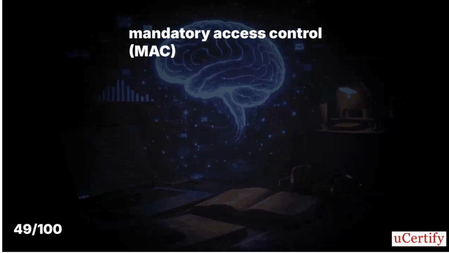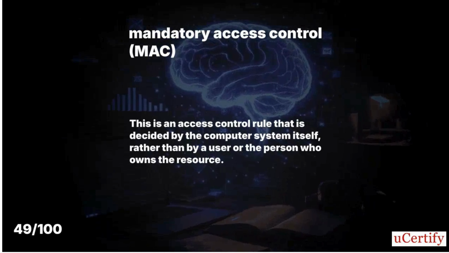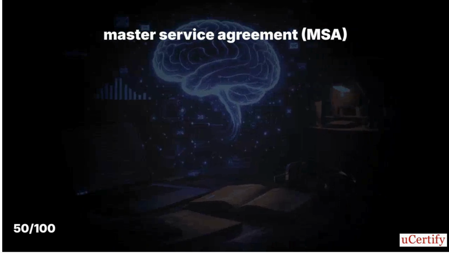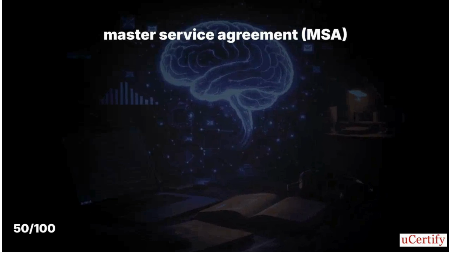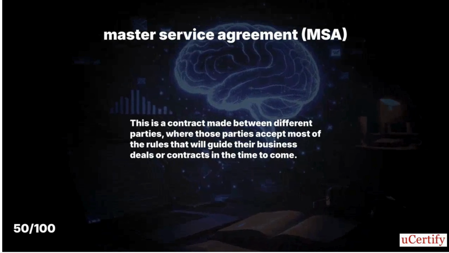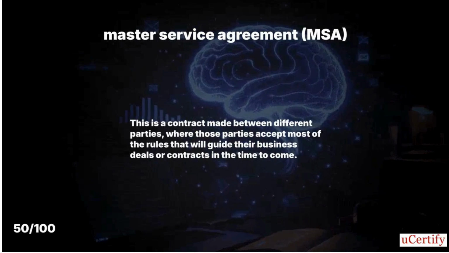This is an access control rule that is decided by the computer system itself, rather than by a user or the person who owns the resource. This is a contract made between different parties, where those parties accept most of the rules that will guide their business deals or contracts in the time to come.